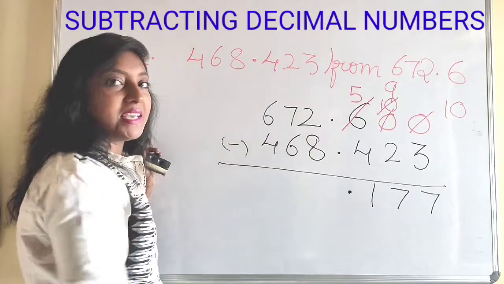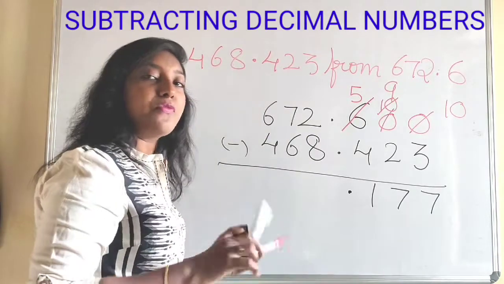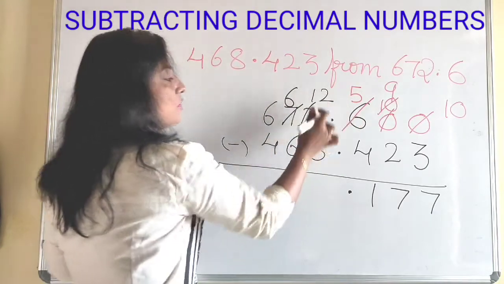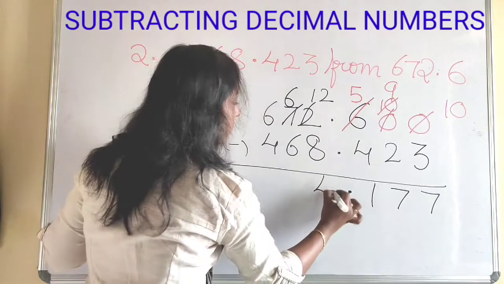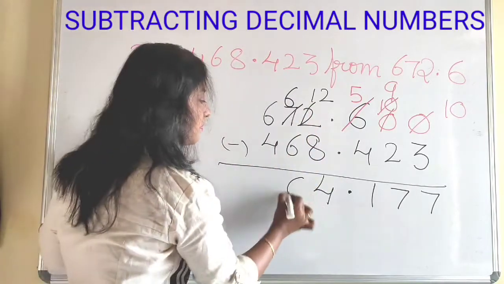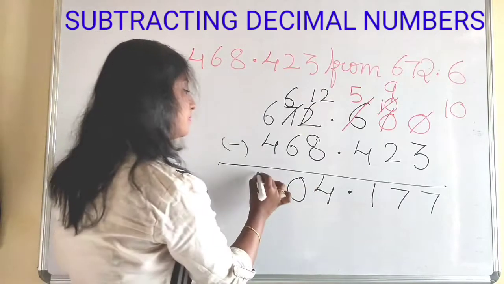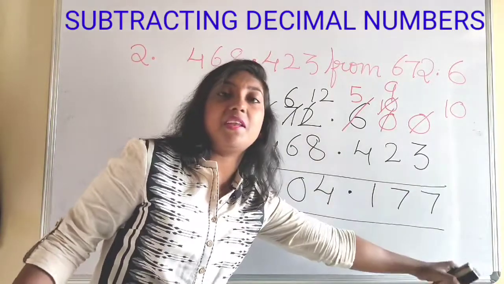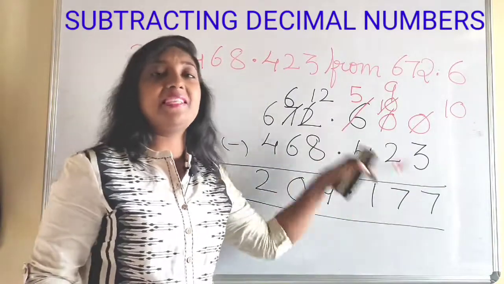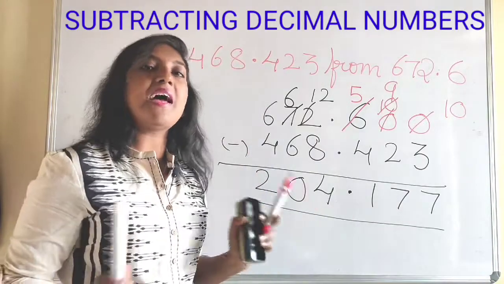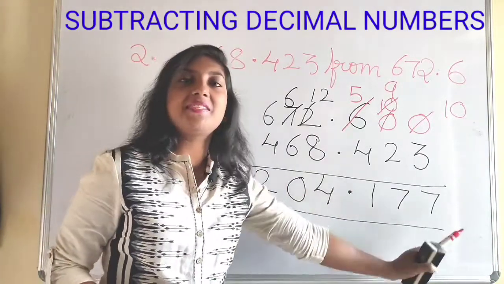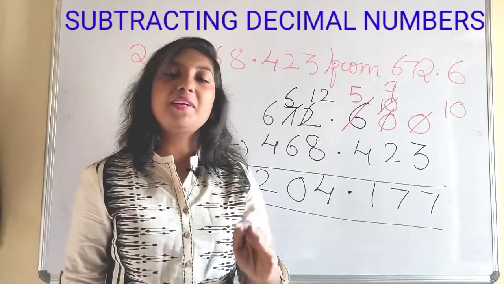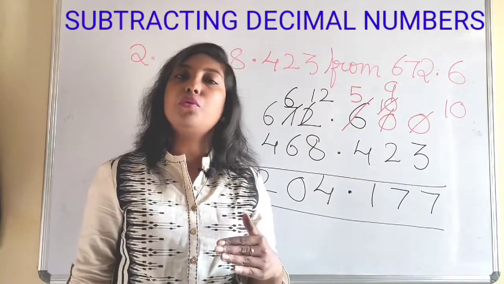And 2 minus 8. We cannot subtract 8 from 2, so we have to borrow. Here it will become 6, and this will become 12. 12 minus 8 gives 4. And 6 minus 6 gives 0. And 6 minus 4 gives 2. So our answer is 204.177, and don't read the number as 177. Always split the numbers and read. That is 204.177. In this way we can add or subtract, but in the subtraction always write the biggest number first and then follow the smallest number.